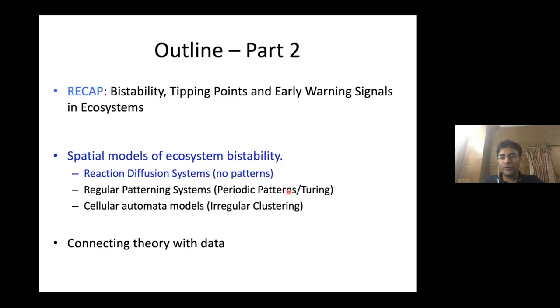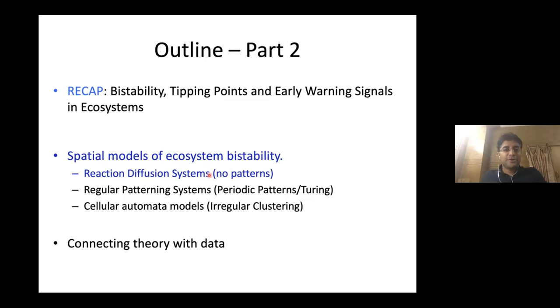And you may have heard of Turing patterns. And the third class of systems are where there are patterns, there is self-organization, but there is no periodicity or regularity to these patterns. So there are these three types of spatial ways to think about ecosystem bistability. I'm going to go one by one and see how we can do theory of these systems, how we can come up with these early warning indicators, followed by testing them in systems as well.